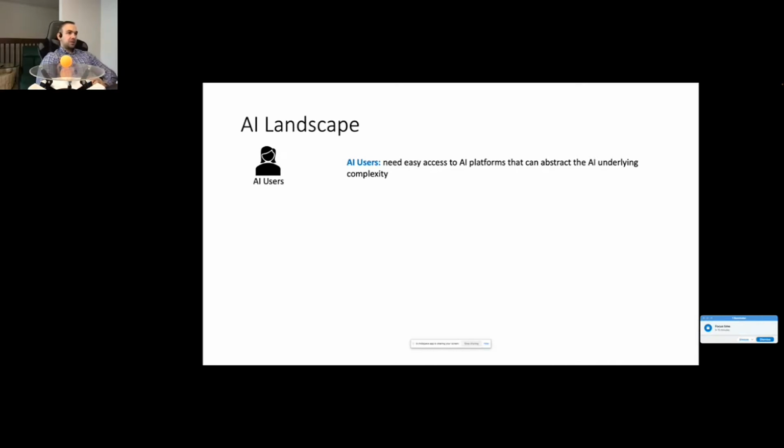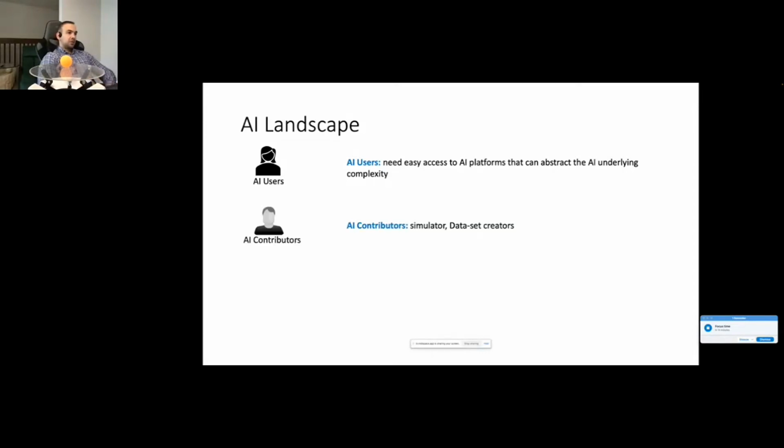If we look at the AI landscapes, just to clarify some terminologies I'm going to be using, we have the AI users, which need easy access to AI platforms that can abstract the AI underlying complexity. And by here, I don't talk about the end user. I talk about the engineers or domain experts that want to use AI to make their job more efficient, maybe easier, and so on. So if you're a person who's using voice recognition, you're an AI user, you might be using voice recognition to serve your customers, and those are the end customers.